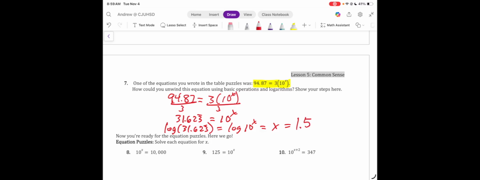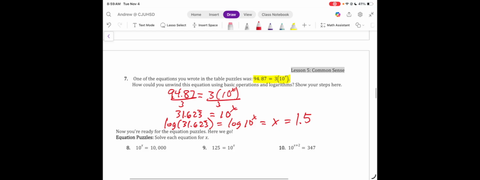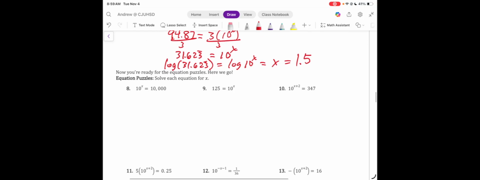Now you're ready for the equation puzzles. So here we go. Apply the log to both sides. This is x, this is equal to, and this is 4. Count the zeros. 1, 2, 3, 4.